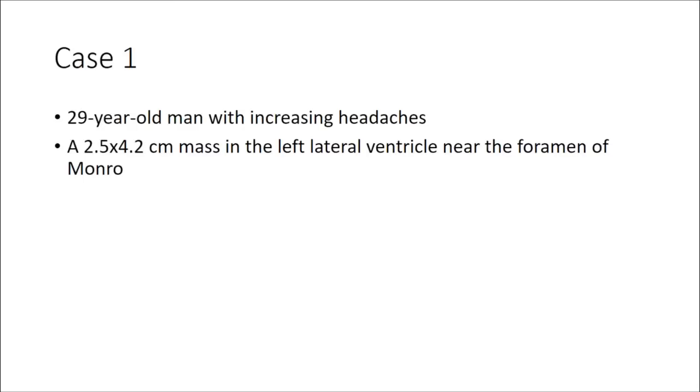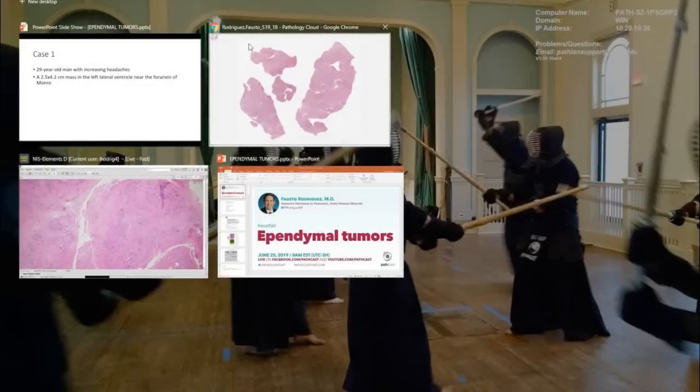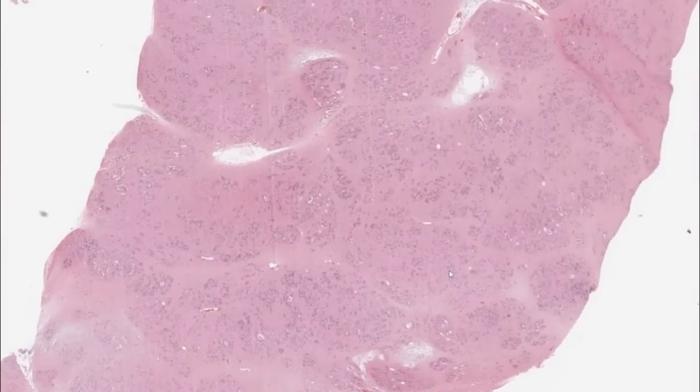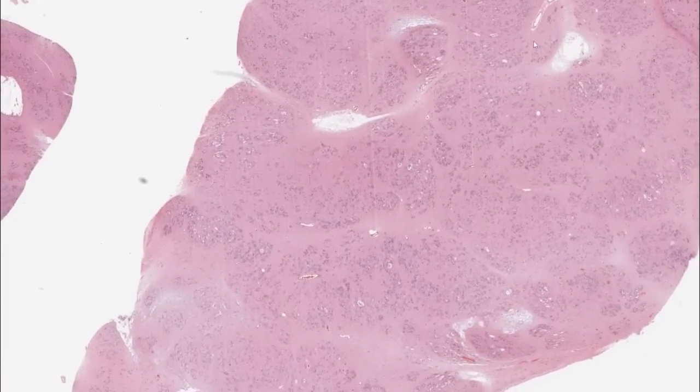The first case is a 29-year-old man with increasing headaches who had this mass in the left lateral ventricle near the foramen of Monro. A few of the demographics here can be very helpful in evaluating this tumor. This is the slide, and you can see at low power that it is very eosinophilic, so you are probably dealing with something favorable. It is nodular, which is another feature of ependymal neoplasms. They tend to be nodular.